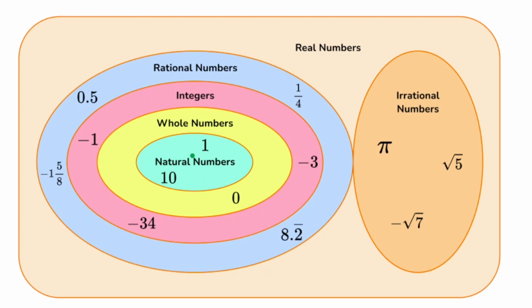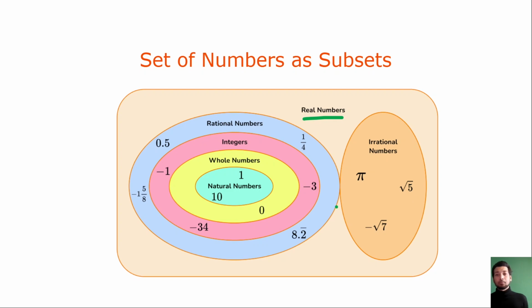We can see that within the natural numbers, we have 1 and 10. In the whole numbers, we have the 0. Then within the integers, we are including the negative numbers. Then in the rational numbers, we are including the decimal numbers, terminating decimals and other fractions. And then we have the irrational numbers over here. We have pi, square root of 5, negative square root of 7. And all these are coming under the umbrella of real numbers.